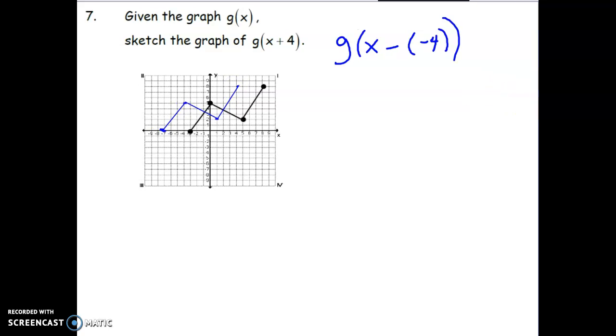Okay, so you can see that the black graph, again, is the original g of x, and the blue graph is the transformed g of x plus 4.